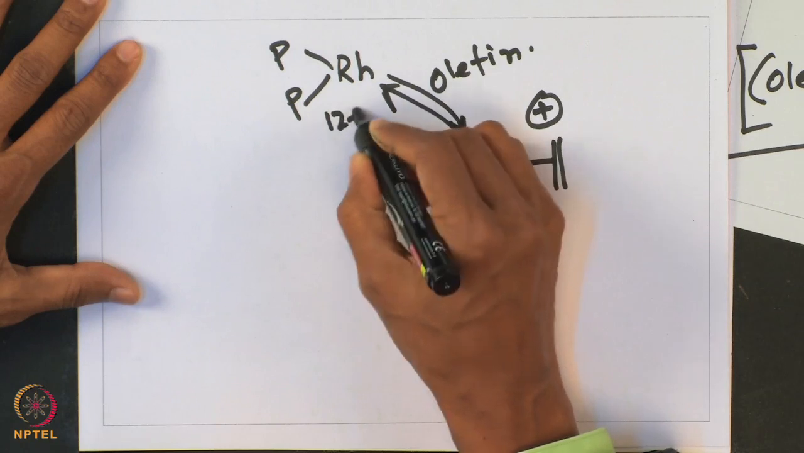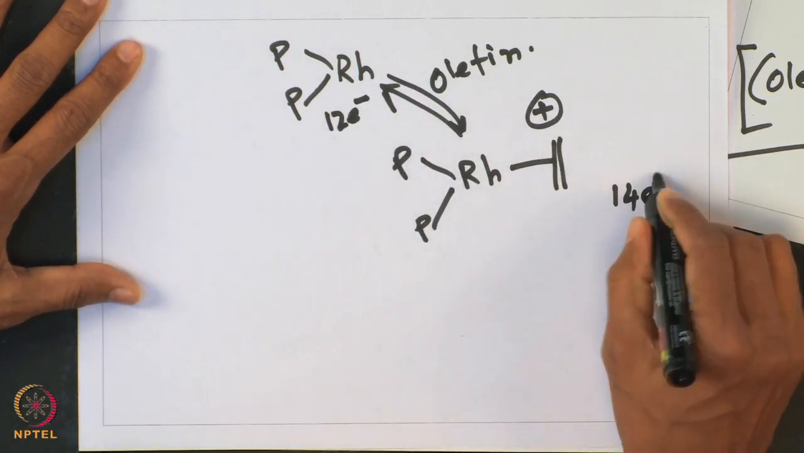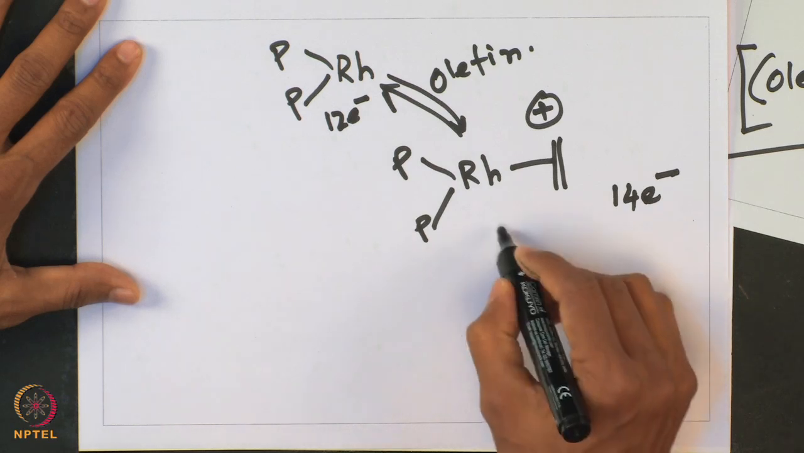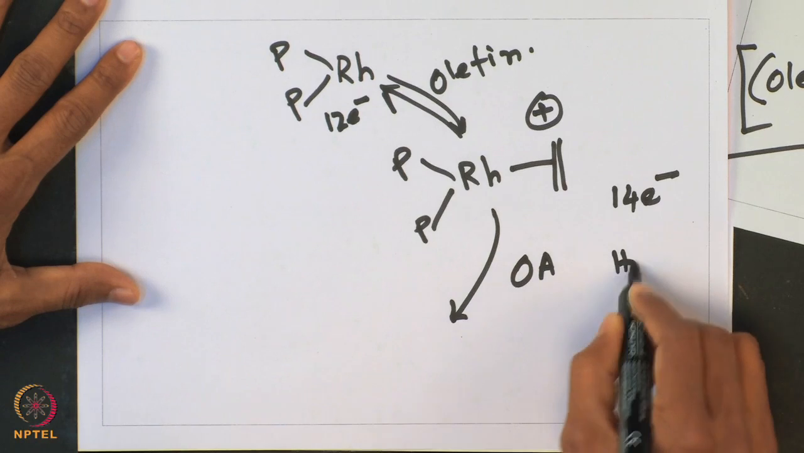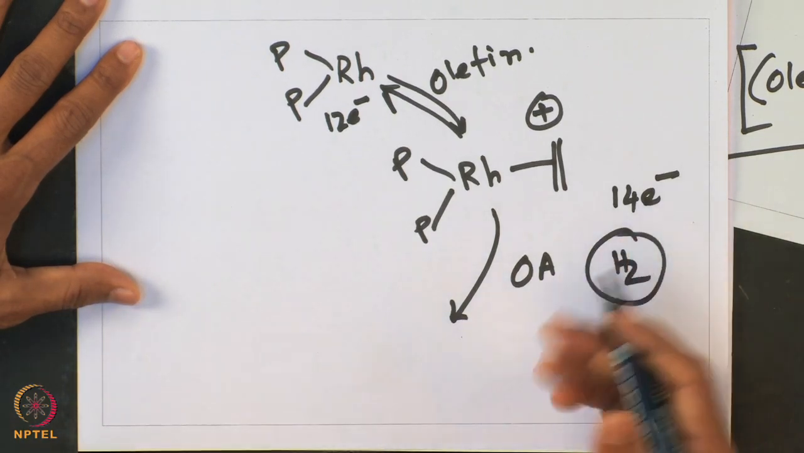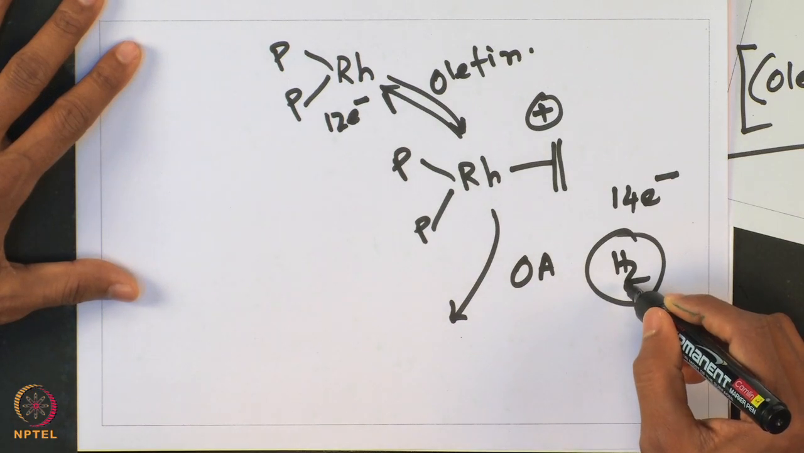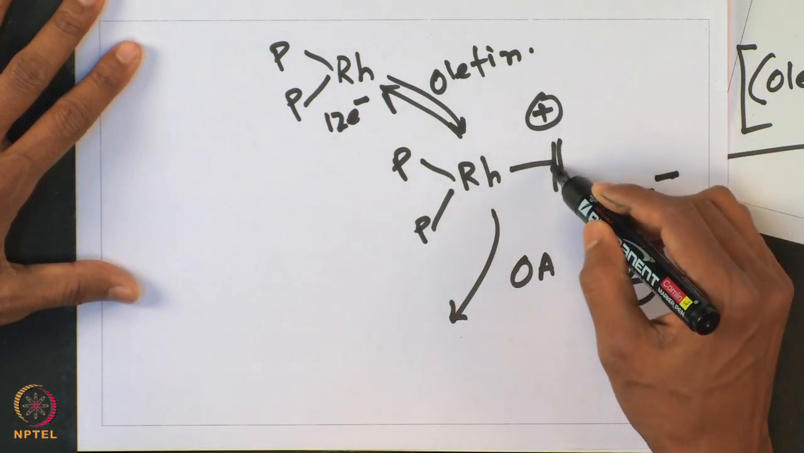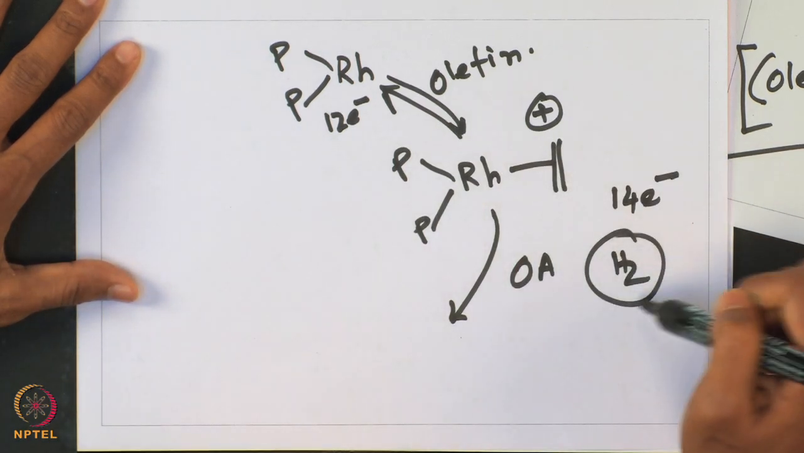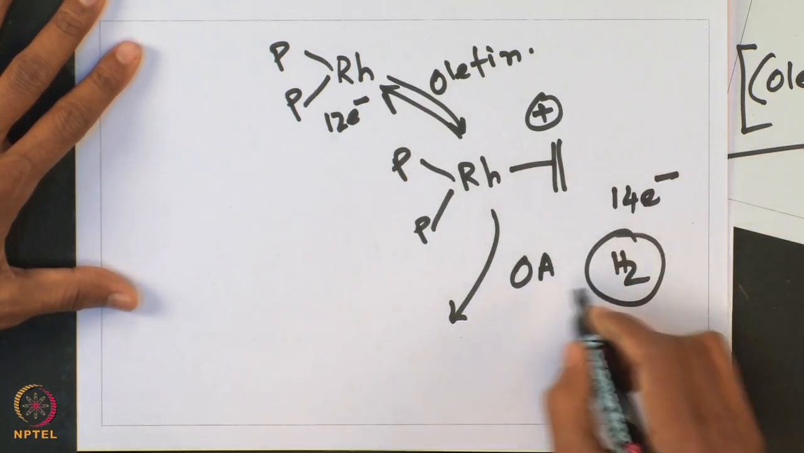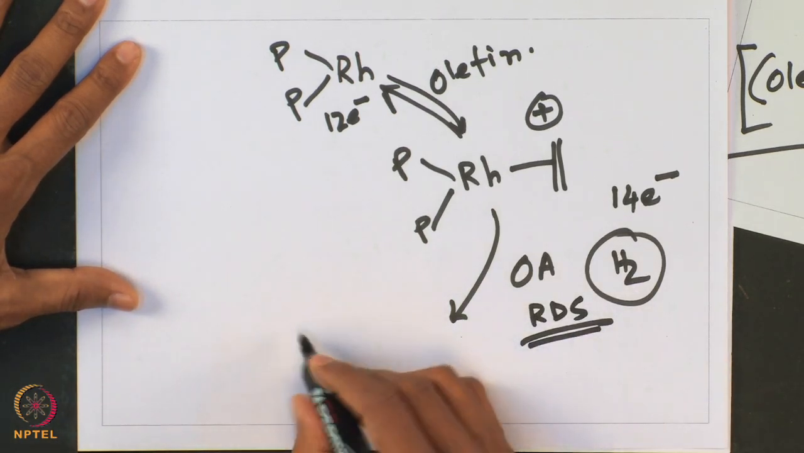This was a 12 electron species. Now, upon olefin binding it becomes a 14 electron species. From here oxidative addition with hydrogen occurs. So, these are hydrogenation reactions. You start with an olefin as a substrate and hydrogen as the other substrate. Olefin coordination occurs first. This is the Osborne catalyst we are discussing, and then oxidative addition with hydrogen happens, and it was found to be the rate determining step.